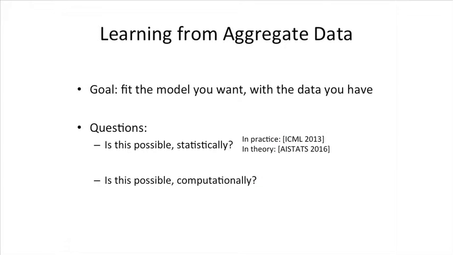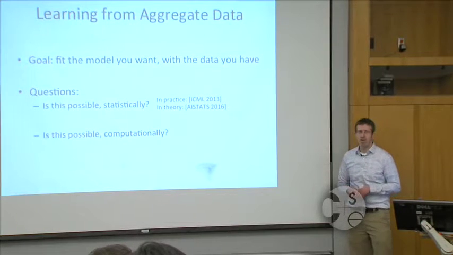Okay, so just to summarize, the goal is to fit the model that you want with the data you have. We have a model for individuals, we have data about the population, and the questions we should start thinking about at this point are, first of all, is this possible statistically? Is there enough information in the aggregate data to actually fit these models? And then the second question, which will be more the focus of this talk, is this possible computationally? I'm actually not going to talk about the first one.